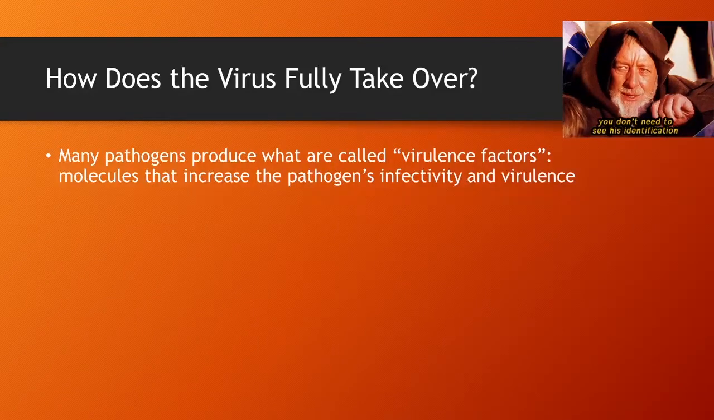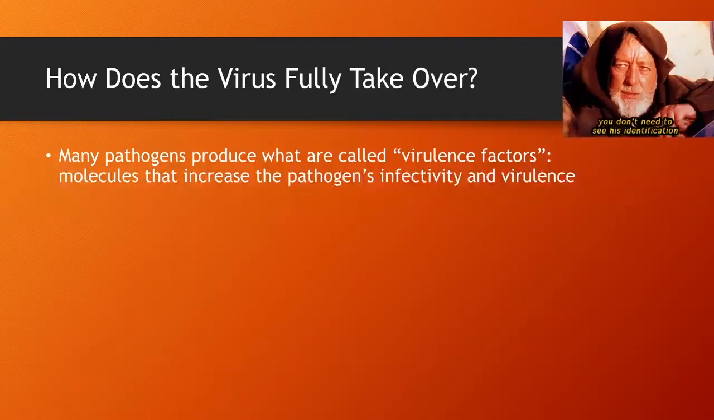So many pathogens produce what are called virulence factors. I had mentioned those briefly before. It's one of the proteins that SARS-CoV-2 was making. Virulence factors are molecules that increase the pathogen's infectivity and virulence. All right.